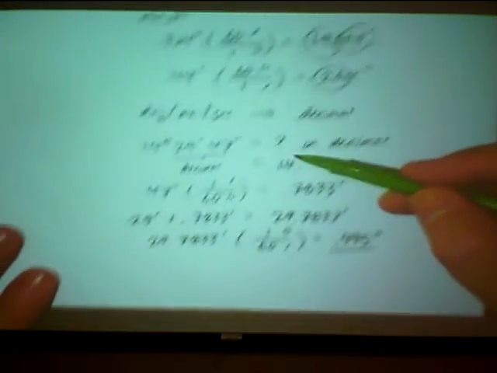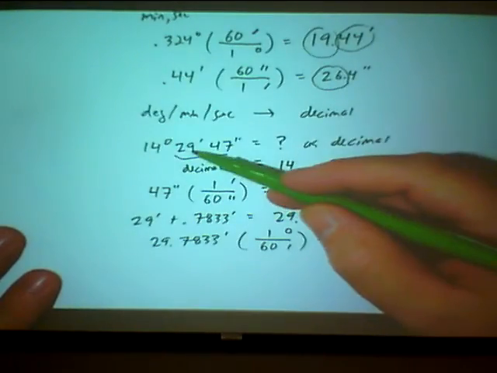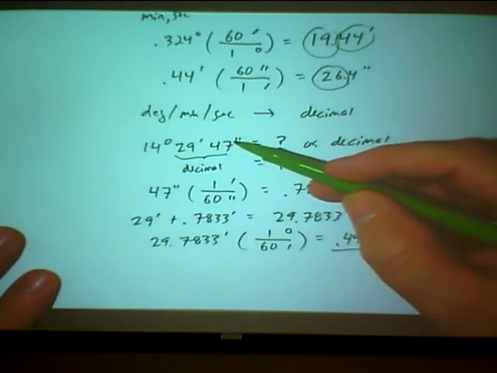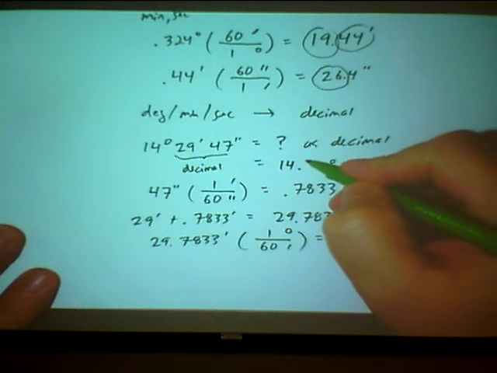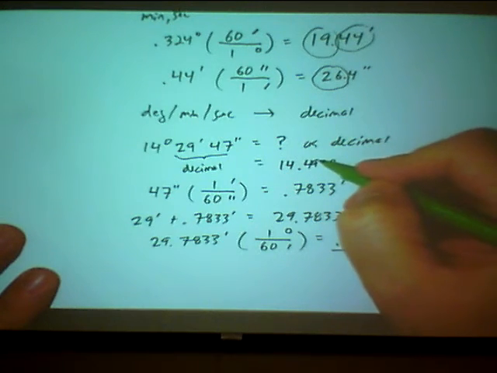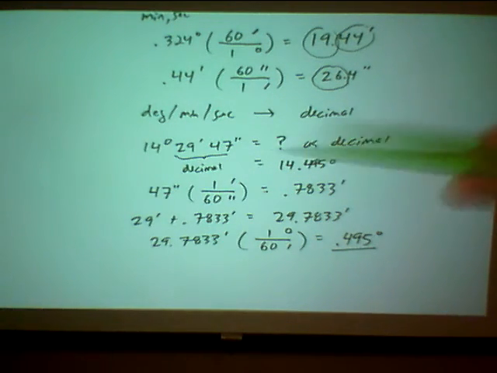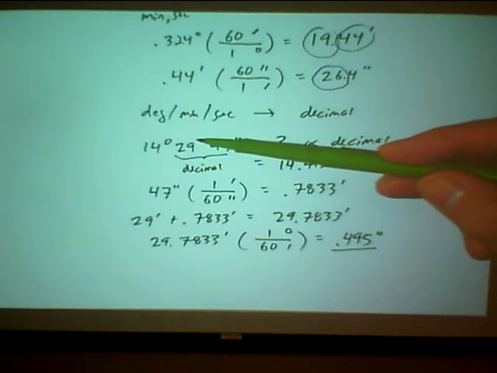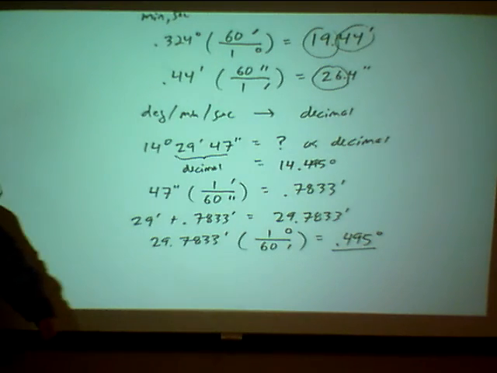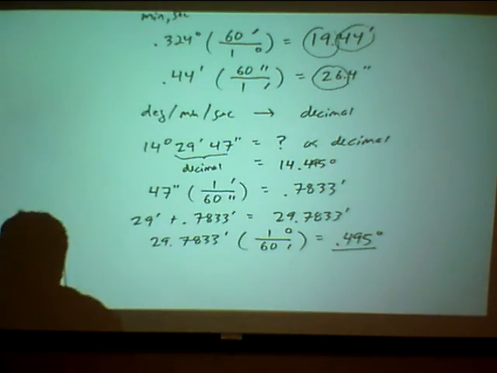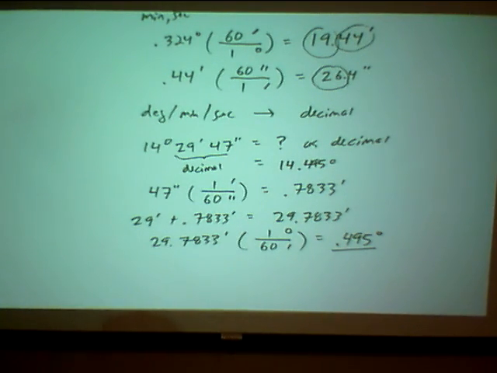So I can go back up here and say 29 minutes, 47 seconds, written as a decimal, is 0.495. So 14 degrees, 29 minutes, 47 seconds equals 14.495 degrees. All right, so once again, hopefully you didn't find that too difficult and you'll be able to do these problems on your own.